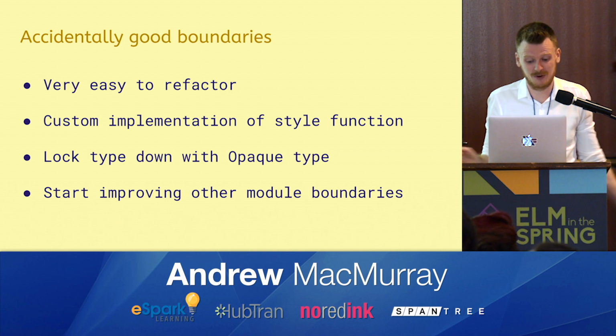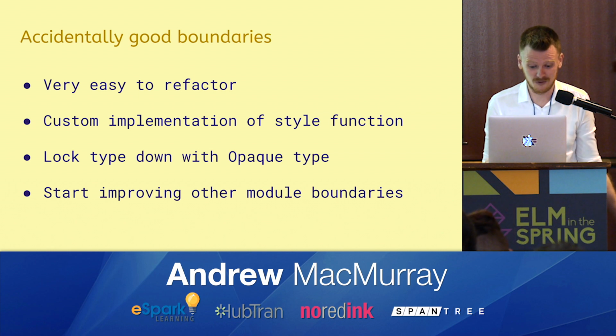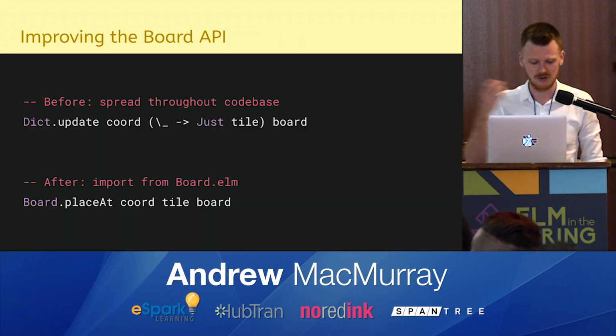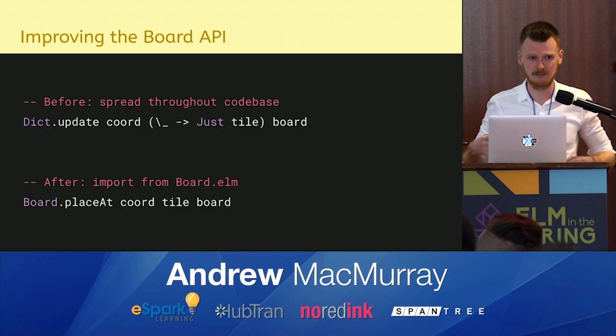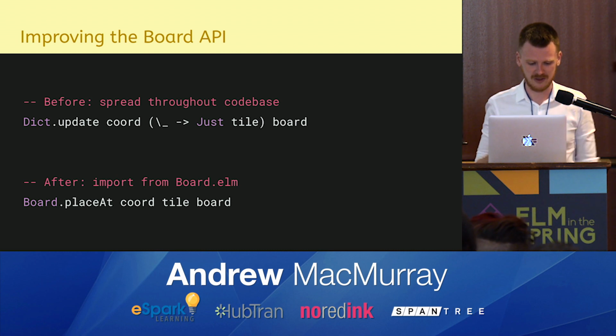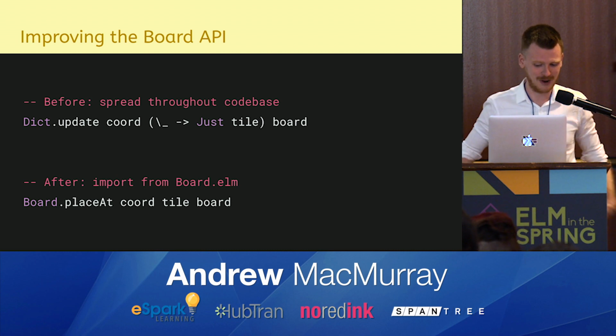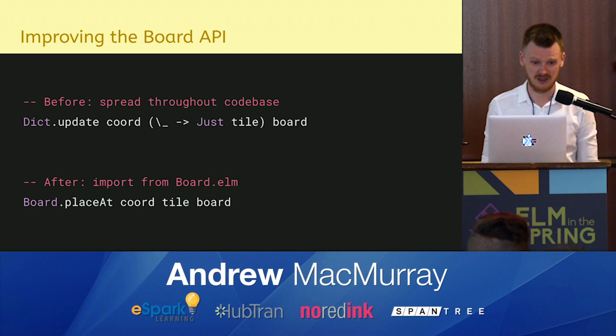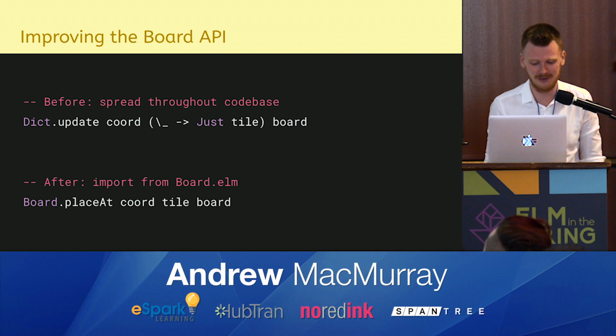So I thought from this approach, I want to try to do this with some of the other modules. And I'd realized that the board was one example. I'd used a dict to represent all the board tiles. This line on the top was spread throughout the code base. So I started trying to move all of those functions into one module and make the API nicer. I think it's a lot easier to read what's going on now rather than what was above.